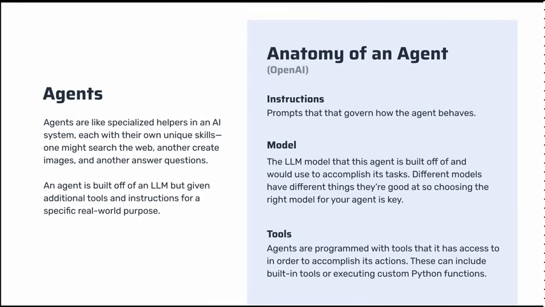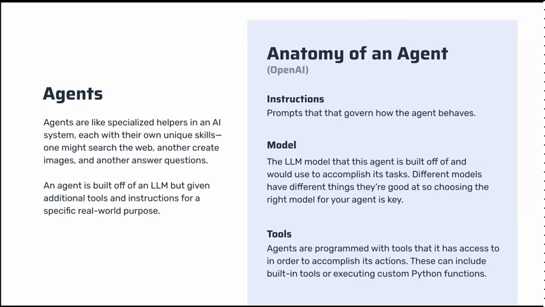So agents are like specialized helpers in this AI system. They each have their own set of skills and knowledge. For example, one might be good at searching the web, another one is trained or given the tools to create images, and then another one is specialized in answering questions. Each of them can do one thing, but one thing very well, is the idea there. So an agent is built off of an LLM at its core, but it's given additional tools and instructions that make it viable for a specific real-world purpose.